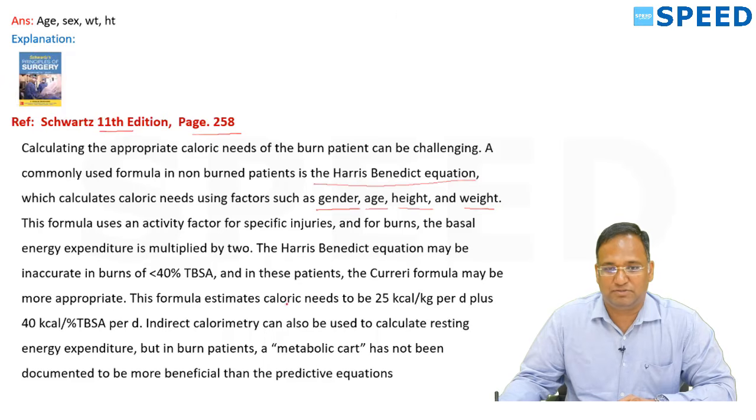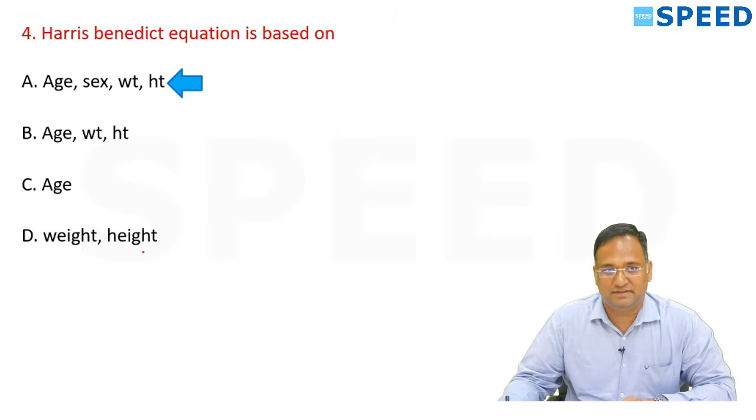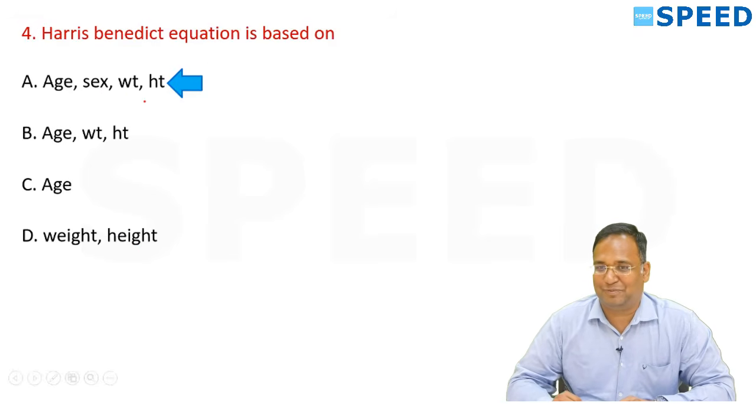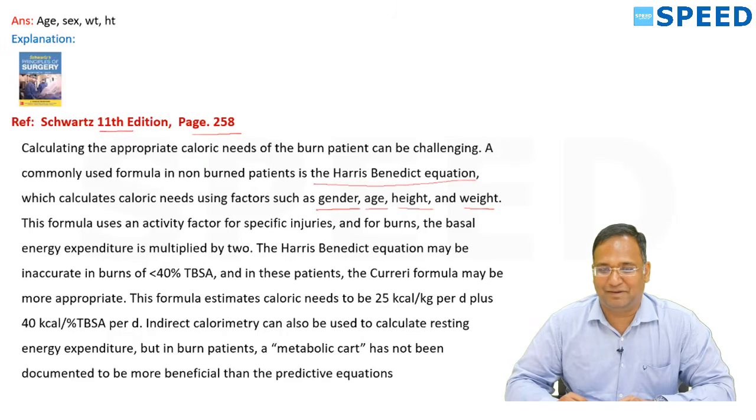The formula estimates the caloric needs to be 25 kilocalories per percentage plus 40 kilocalories per percentage of total body surface area. Okay, so let us go back to the question that was asked: age, sex, weight and height. So, is it not line to line from Schwartz? Yes, word to word and line to line.